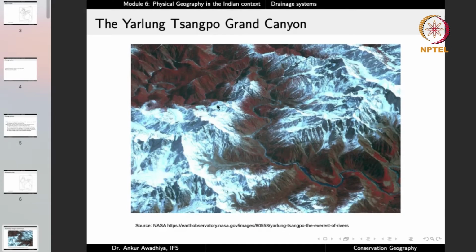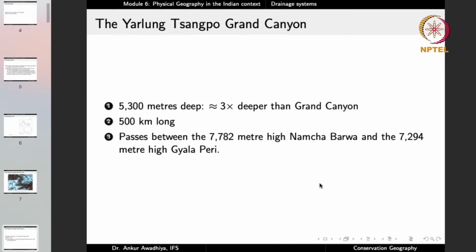So if you look at the Yarlung Tsangpo Grand Canyon, this is how it looks. You have these Himalayas, this peak is the Namcha Barwa, and here you can observe that in place of shifting away from this area, which is a highland, it continued to cut through these areas. And the Grand Canyon is 5,300 meters deep, so roughly 5.3 kilometers in depth, which is roughly 3 times the depth of the Grand Canyon in the United States.